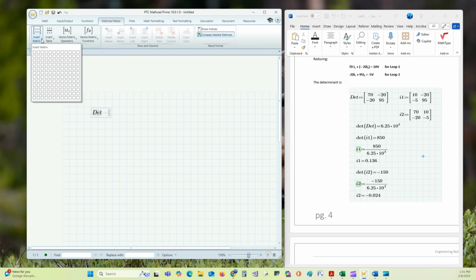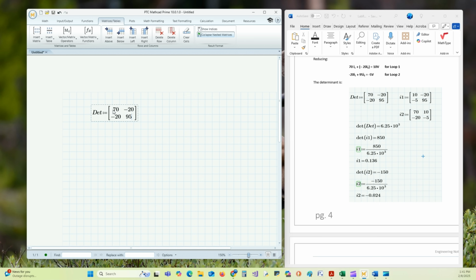So we need to make a matrix. We need a 2x2 matrix because we got a second order determinant. Our values are right here. So let's put in 70, tab to negative 20, tab to negative 20, tab to 95. That's the main determinant, base determinant.